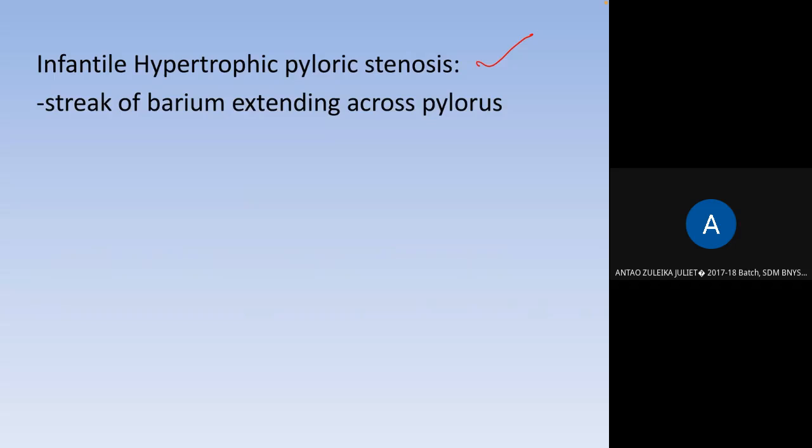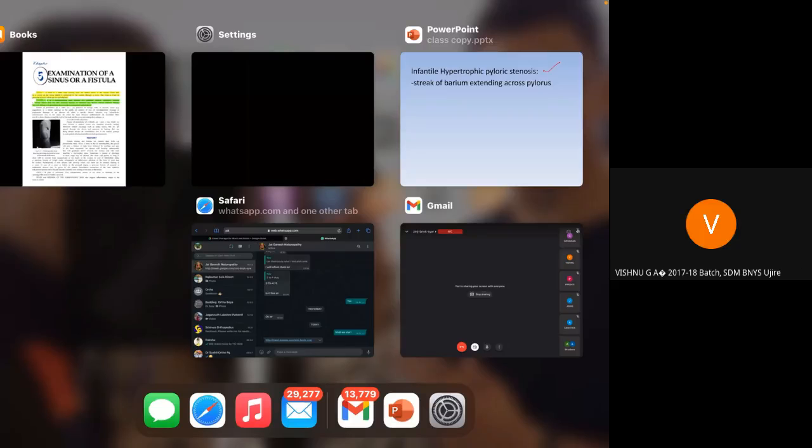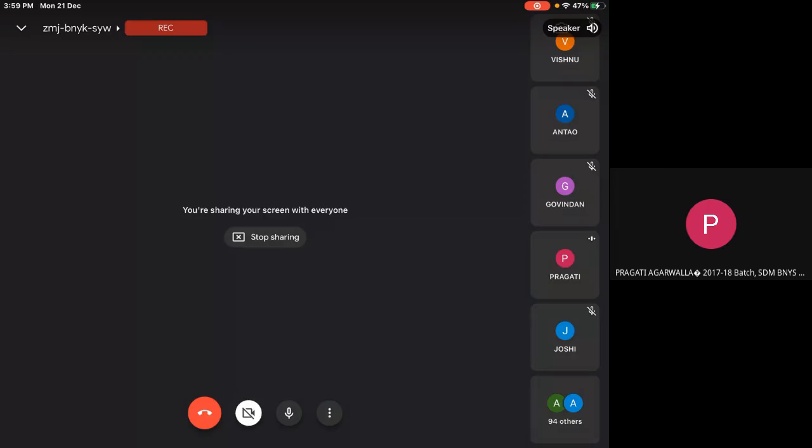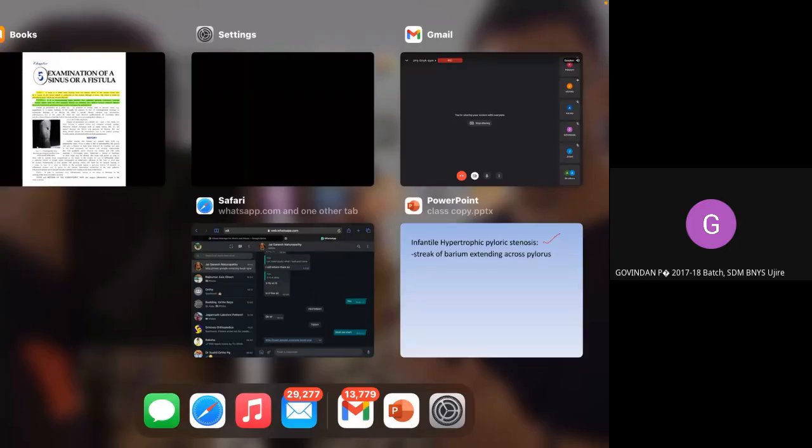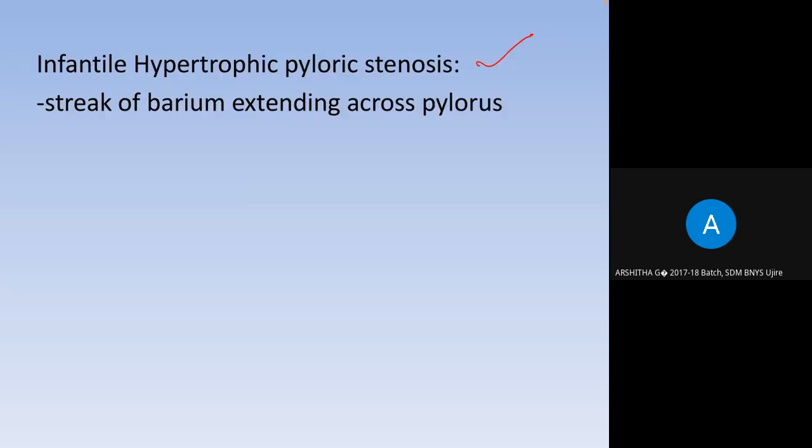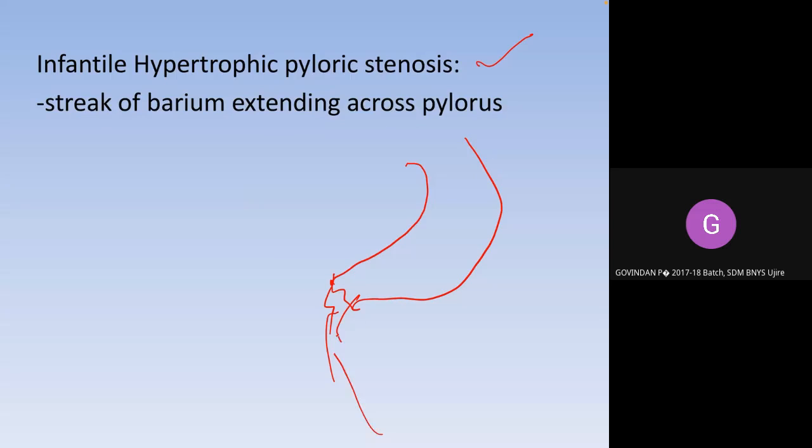First of all, pyloric stenosis. But where is the pylorus present? Stomach. Yeah, which end? Upper end or lower end? Distal. Lower end. Correct. It is between two structures, stomach and duodenum. Yeah, we have a structure here. So what this is, is infantile.